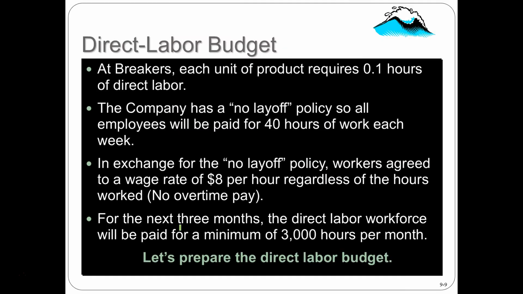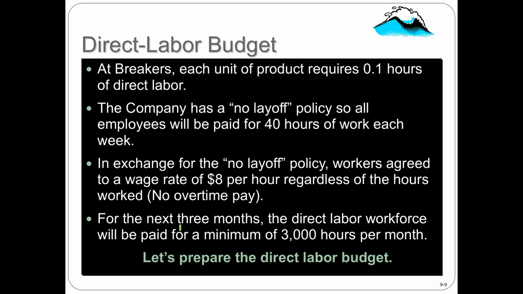We can then go to the direct labor. So once again, we figured out sales, and then we figured out how much stuff we need to produce. And now we went from materials, and now we can figure out how much labor it's going to take in order for us to meet the production needs. So at Breakers, each unit of product takes 0.1 hours of direct labor. The company has a no layoff policy, so all employees will be paid 40 hours of work each week. So that basically means we're going to have a bottom line. Even if production is under, we can't go under this 40 hours.